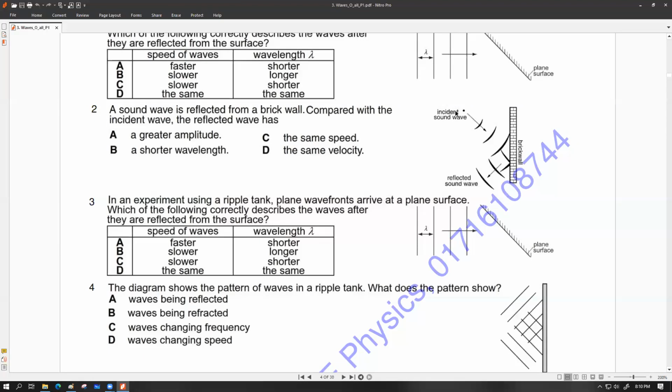So you cannot have a shorter wavelength, neither can you have a longer wavelength. The reflected wave should have the same wavelength as the incident wave. That's why B is not a correct answer.